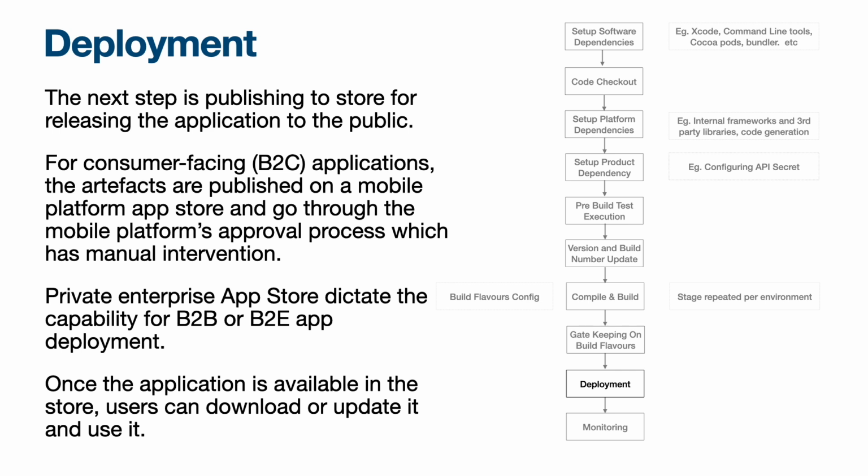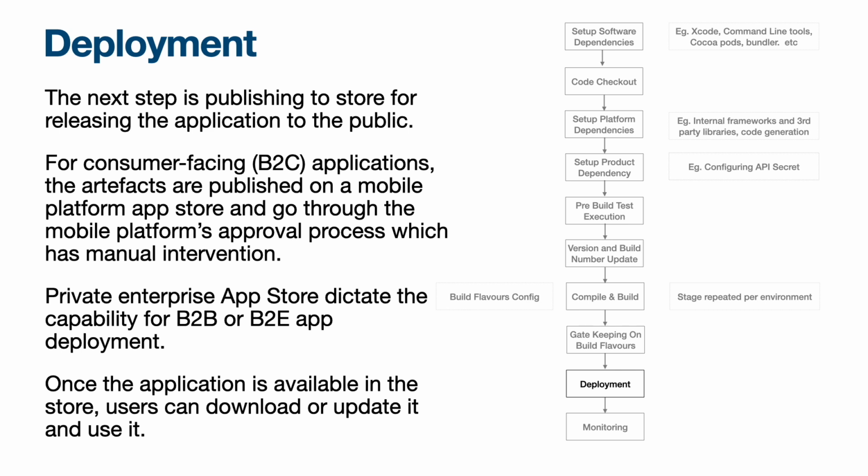The key in both cases is that there are APIs which can be used to take this artifact and publish or upload it to the store. That is what happens in this stage. Post this stage, once the application is available in the store, the user will have a notification on their mobile application to update or download and use it.